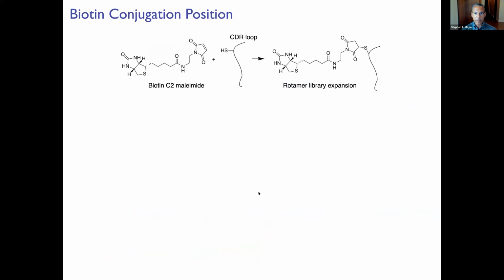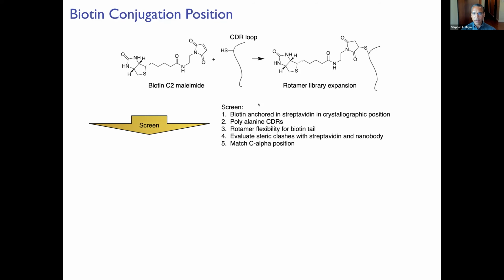This is also done computationally, selecting the position on the CDR loop. So here's our small molecule, biotin C2 maleimide, and we're going to use coupling chemistry to the cysteine to make the covalent attachment with the nanobody. In this process, the biotin is anchored in its crystallographic position in streptavidin.